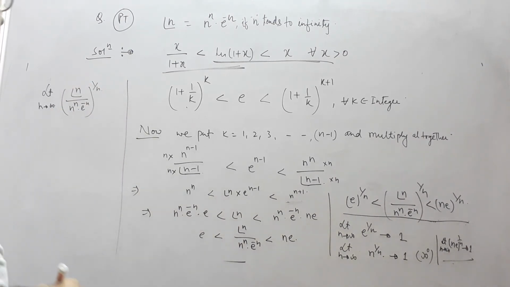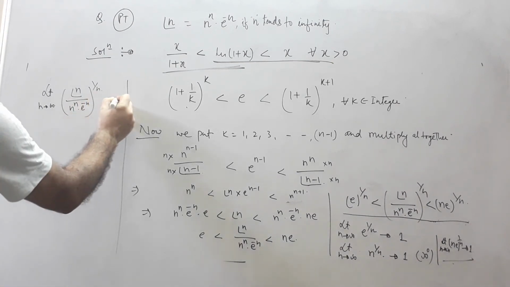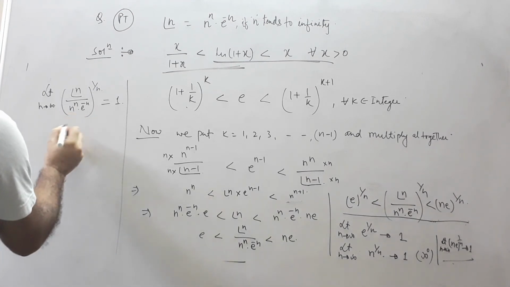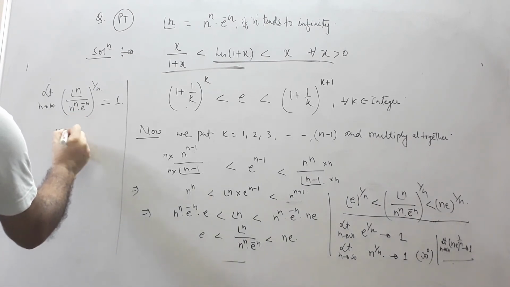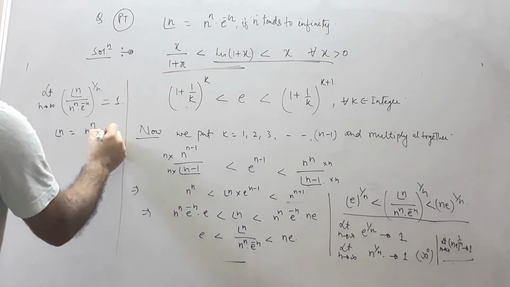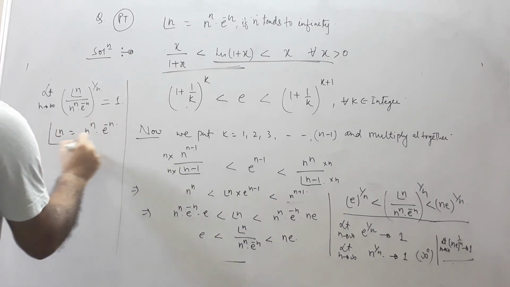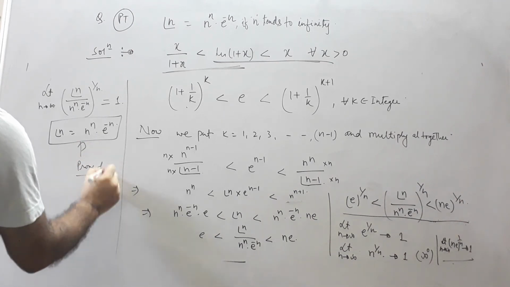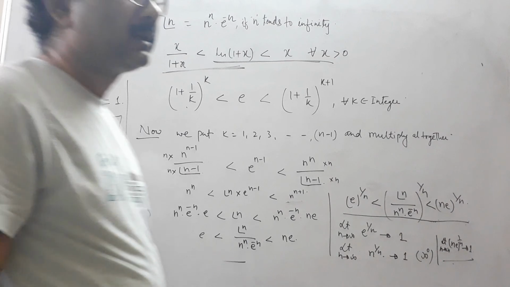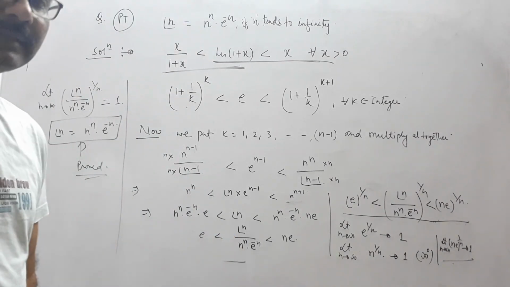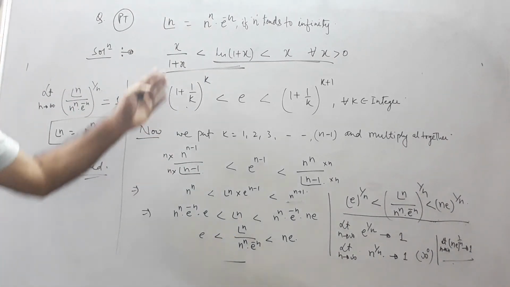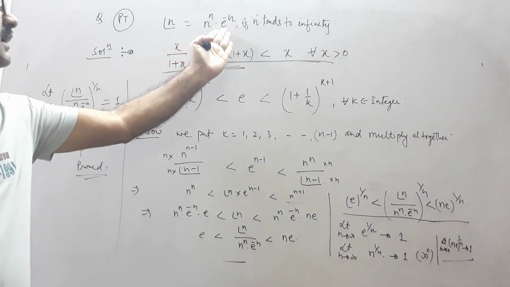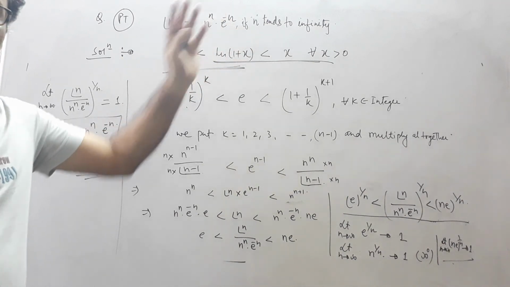So by the Sandwich theorem, this value will be equal to 1. So what happens? Factorial n is approximately n to the power n times e to the power minus n. So we have proved this. It is a very important result and it will be used in many problems of calculus and algebra. So if n tends to infinity, factorial n can be written like this: n to the power n multiplied by e to the power minus n. Okay, thank you.